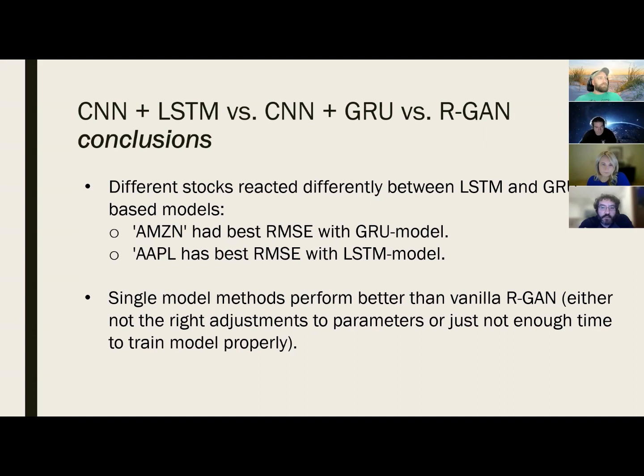So, conclusions, CNN-LSTMs versus recurrent GANs. Different stocks reacted differently between the LSTM and GRU-based models. Amazon had the best with the GRU model, and Apple actually had the best error with the LSTM model. Single model methods tended to perform better than the vanilla recurrent GAN model that I created. However, it was either just not the right adjustments or not enough time or computational power to train the model properly or for as long as it needed to.